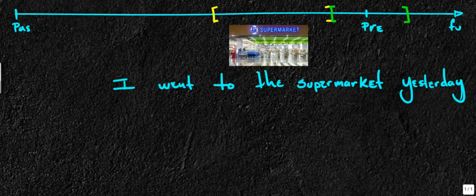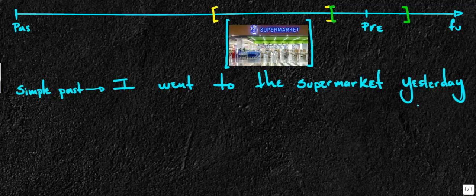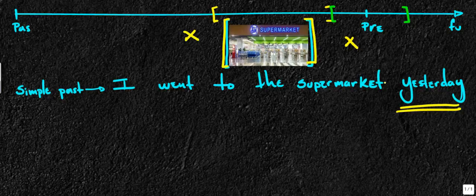Okay, let's say that, for example, I use the sentence, I went to the supermarket yesterday. Alright? Now, this sentence is in simple past because the action of going to the supermarket happened completely inside the segment of time that I mentioned. So I mentioned the segment of time of yesterday, and the action of the supermarket never happened before yesterday and never happened after yesterday. It happened completely inside the segment of time of yesterday. And that's why, for me, it's necessary to use a simple past sentence.